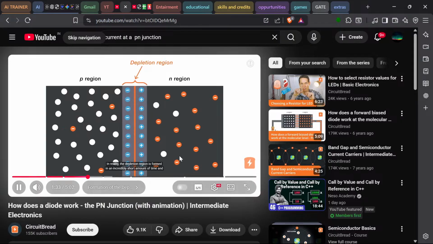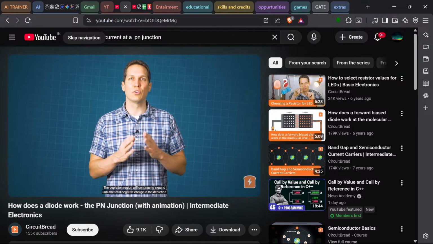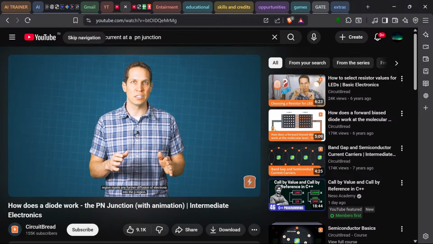In reality, the depletion region is formed in an incredibly short amount of time, and its width is very thin compared to the p and n regions. The depletion region will continue to expand until the total negative charge in the depletion region repels any further diffusion of electrons into the p region.